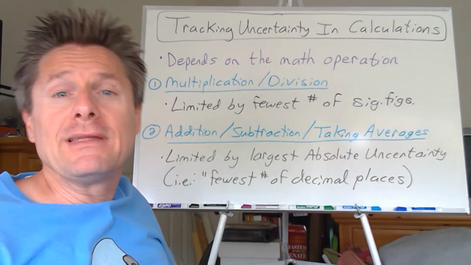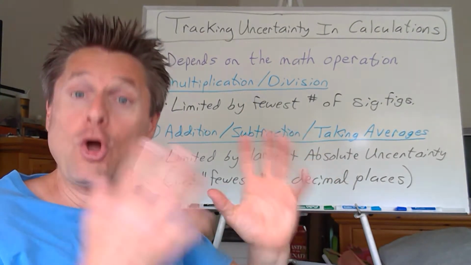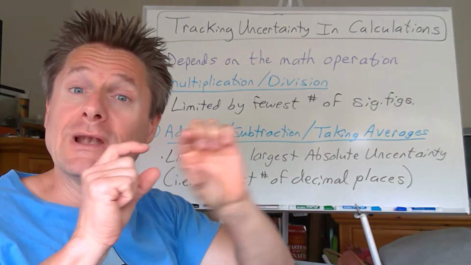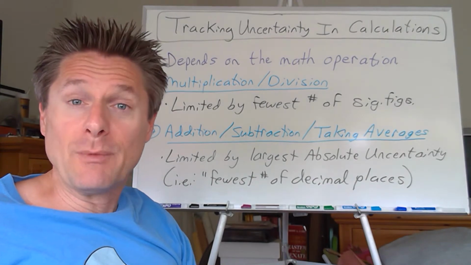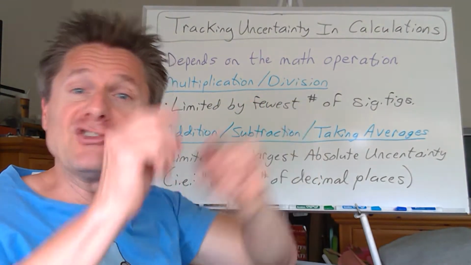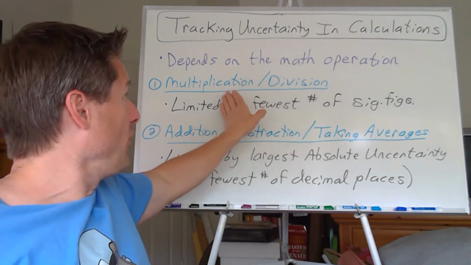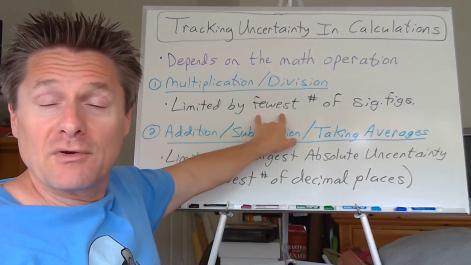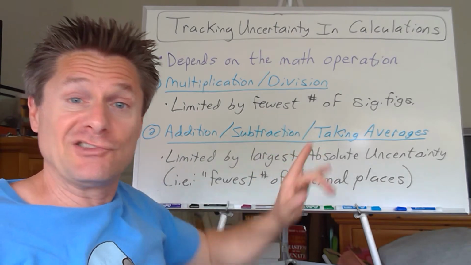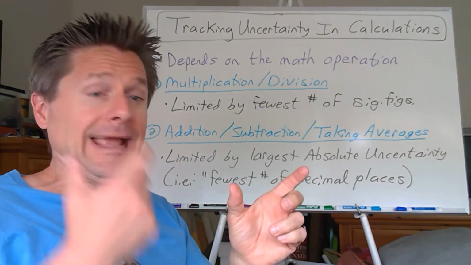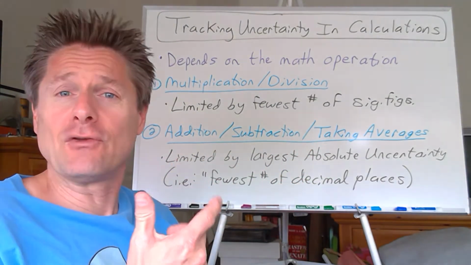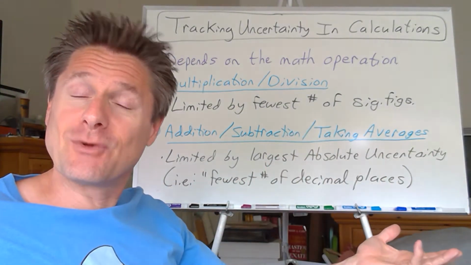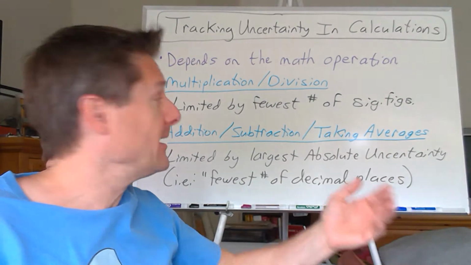Multiplication, division, probably the easiest one, or a combination of both. And this is going to be probably the most common one we do when we do unit line equations through dimensional analysis. It's all multiplication and division. As long as you have multiplication or division or both, it doesn't matter. You're limited by the fewest number of significant figures or significant digits. So if you got 3 numbers going into it, count the number of significant digits in each of those numbers. The fewest one wins. That's what your answer is going to have, and then you round it appropriately.